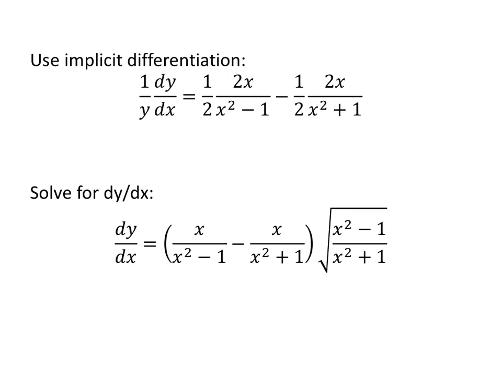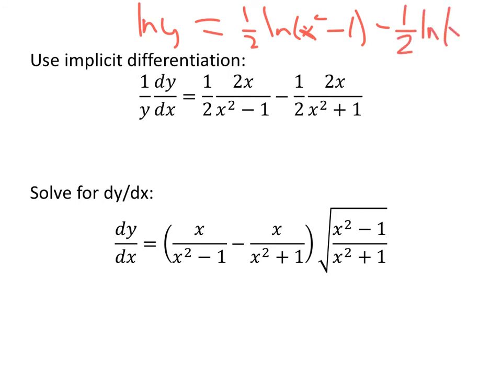Well, that wasn't very smart of me, was it? The right-hand side was natural log of y equals 1/2 the natural log of x squared minus 1 minus 1/2 natural log of x squared plus 1. Should have typed that on the new slide, that's my bad.